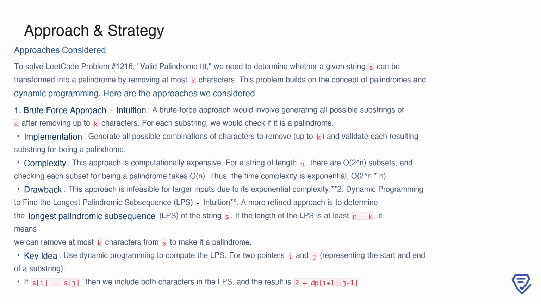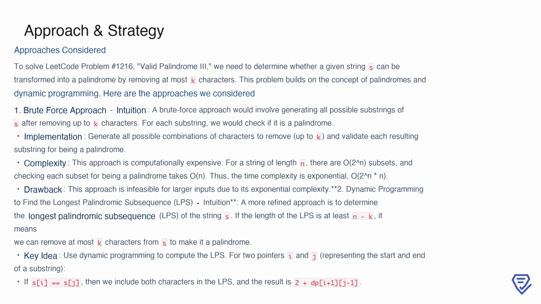One way to approach this is through brute force. The idea is to generate all possible substrings of the input string after removing up to k characters and then check each for being a palindrome. While this approach is intuitive, it becomes computationally expensive as the string length increases. The number of subsets grows exponentially, and validating each subset for being a palindrome adds additional overhead. This makes the brute force method impractical for larger inputs.